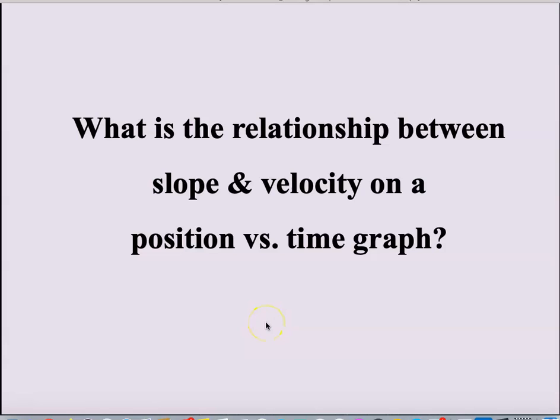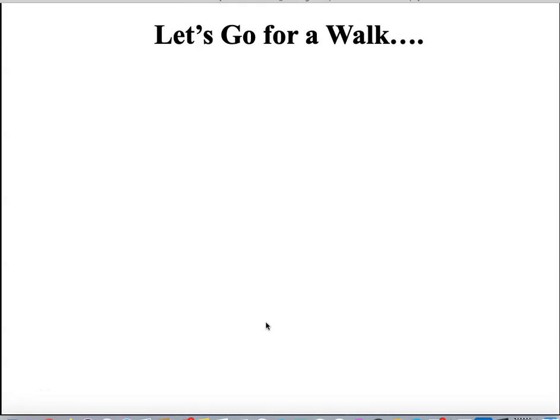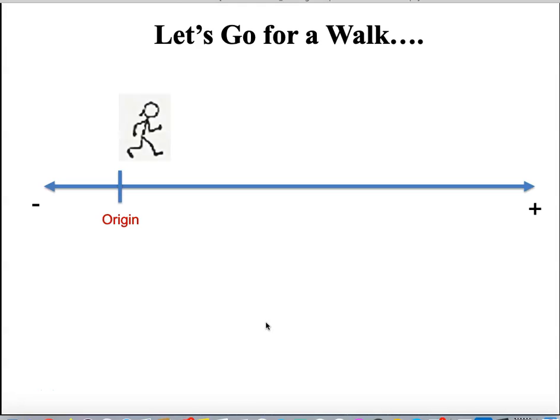All right, today, welcome. What we're going to talk about is the relationship between slope on a graph and velocity on a position time graph. So let's go for a walk. Let's say that you're going for a walk and you want to walk on a number line.